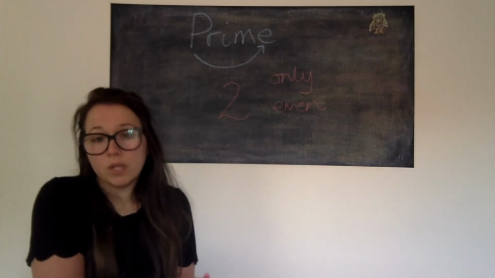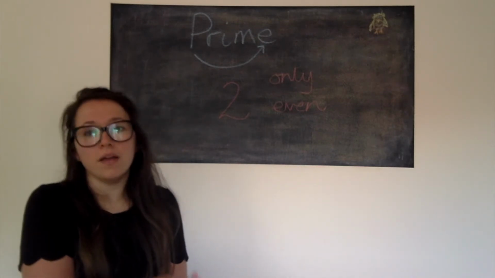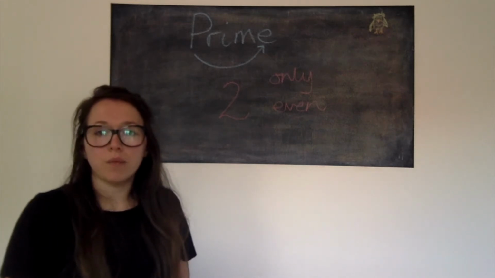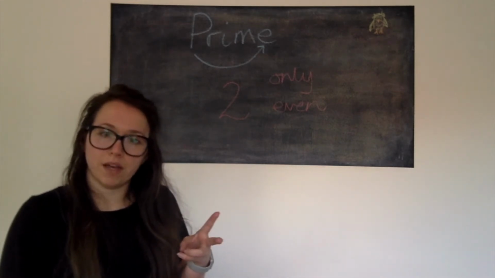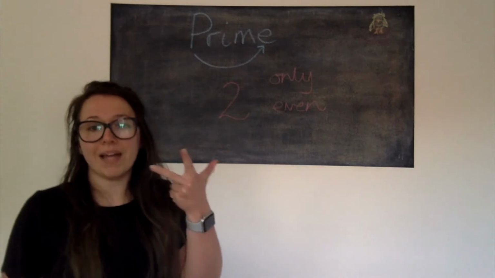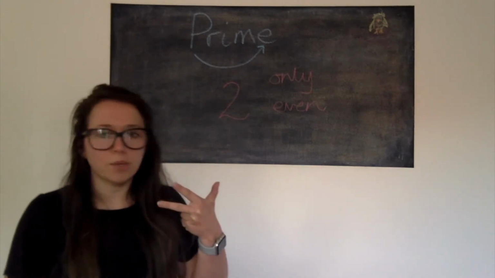Okay, so this is because any other even number must have 2 as a factor. So it would have 1 itself and 2. So that means it cannot be a prime number.